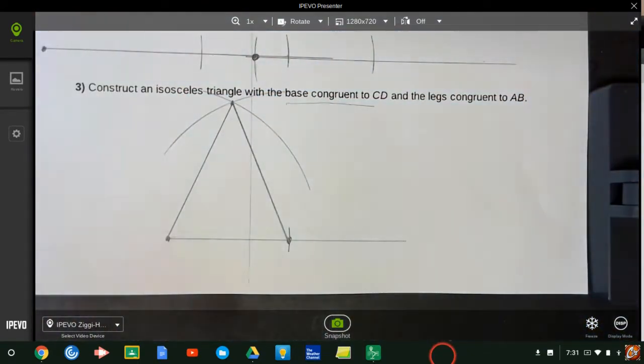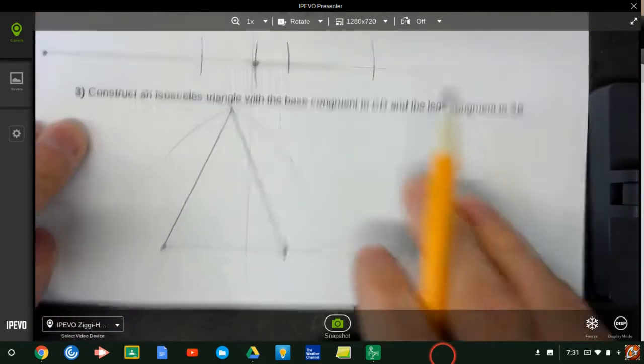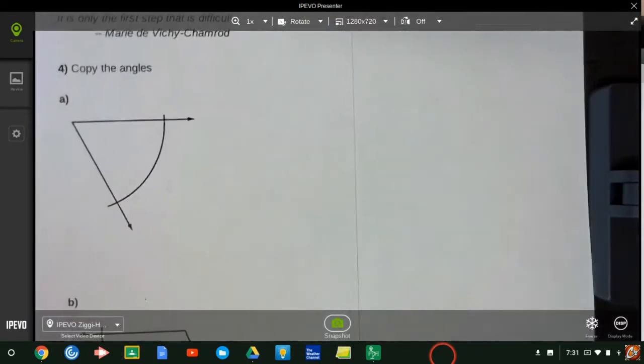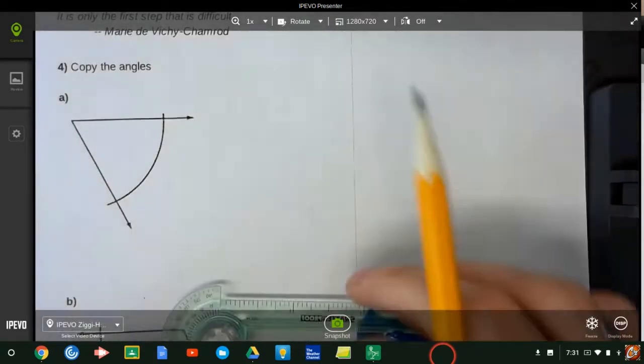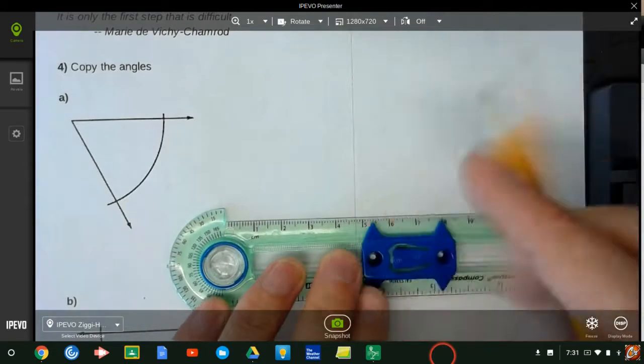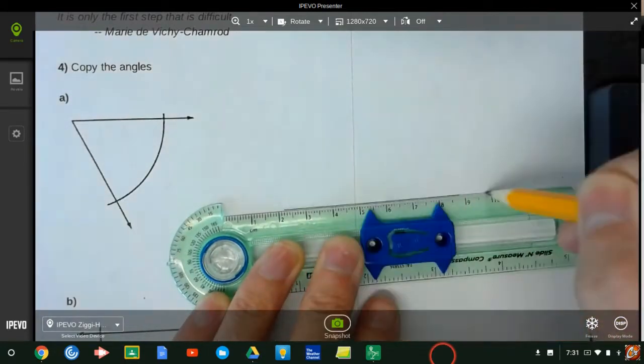There we go. Okay. So these are pretty easy constructions to work with. Let's look at the back page now. Copying angles. Copying angles is a little trickier. So I'm going to start with a line to copy my angle to. Let's copy it to this.